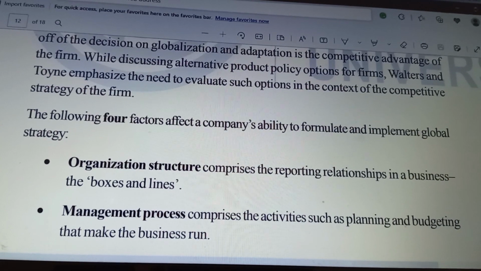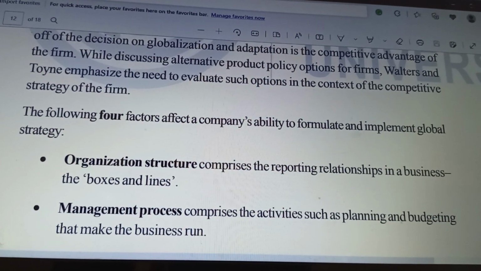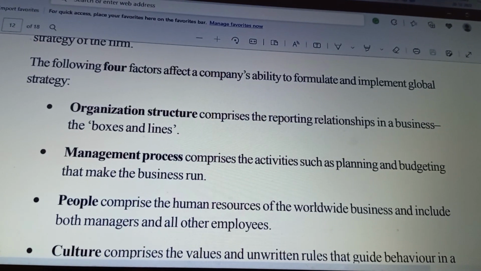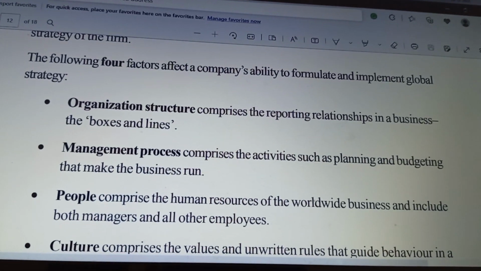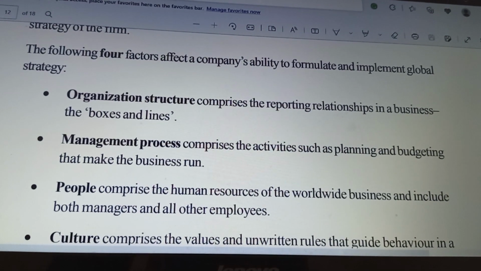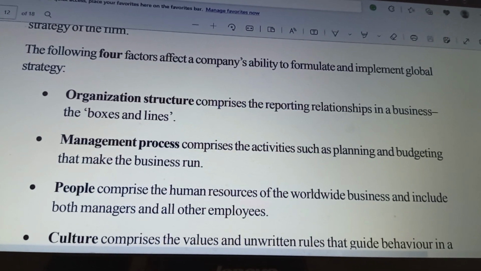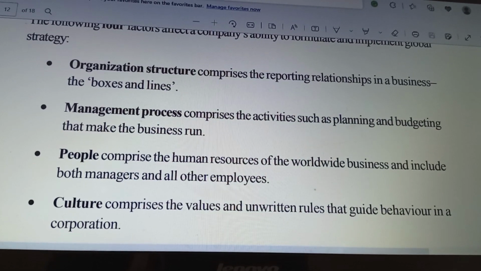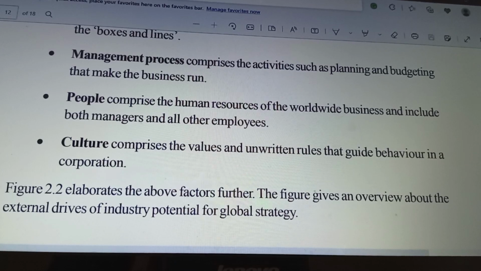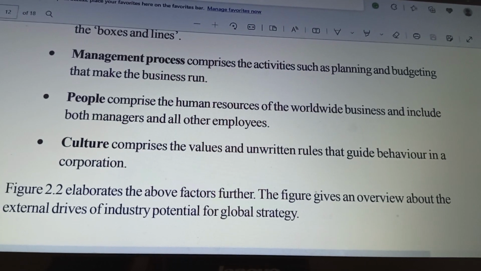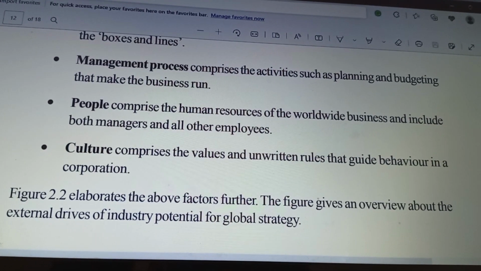The following four factors affect the company's ability to formulate and implement global strategy. Organization structure comprises the reporting relationships in a business, the boxes and lines. Management process comprises the activities such as planning and budgeting that make the business run. People comprise the human resources of the worldwide business and include both managers and all other employees. Culture comprises the values and unwritten rules that guide behavior in a corporation.